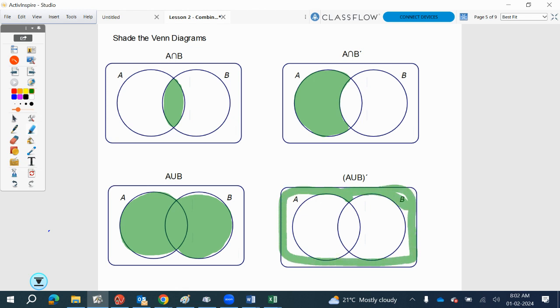Is it because it's in the brackets? Yeah. That gives us the order of precedence of how to apply the operators. Okay. These are set operators. So this is the complement of A union B.